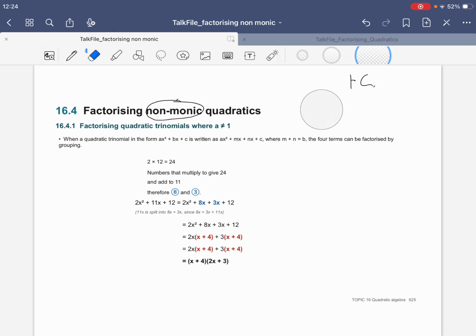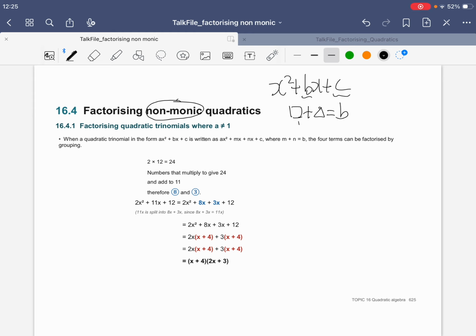And then we learned how to factorize monic quadratics last time. Let's say the expression is x squared plus bx plus c. Find a pair of numbers that add up to b and multiply to c. I also explained why this is the case. One pair of numbers adds up to b and multiplies to give c, and then we can factorize this as x plus this one and x plus this one. That's how we factorized.